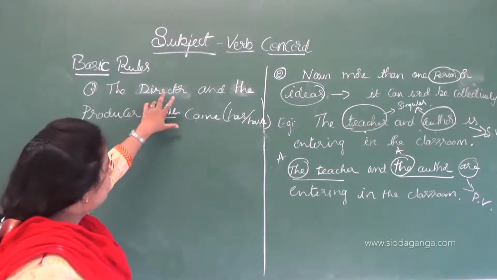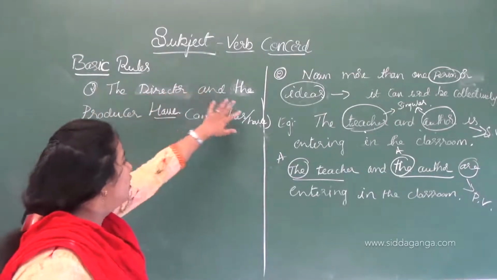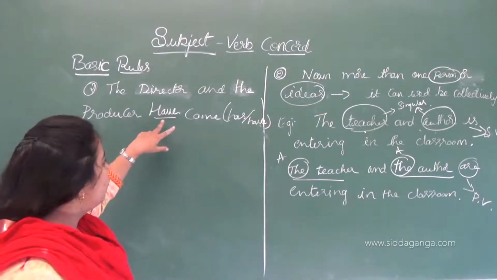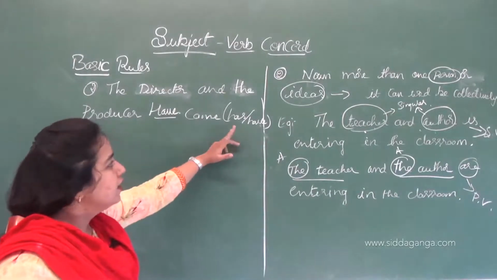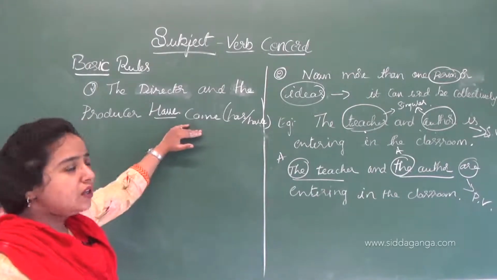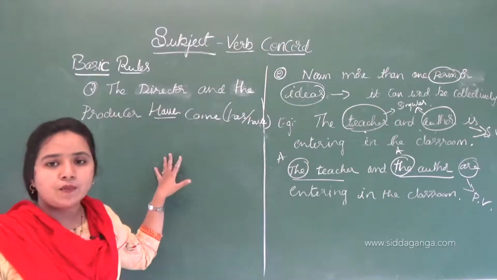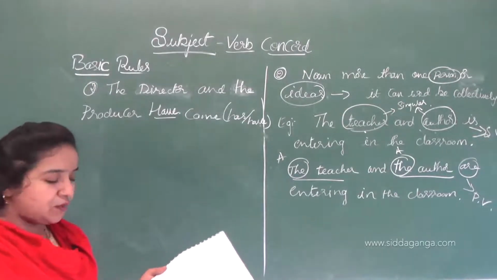Because these two are the two nouns. Which one? The director and the producer. It says about the two persons, two nouns. So here what comes? Helping verb have. If you use has here, the sentence is wrong. So according to the subject, the verb should be in a proper order, otherwise the sentence is going to be wrong.